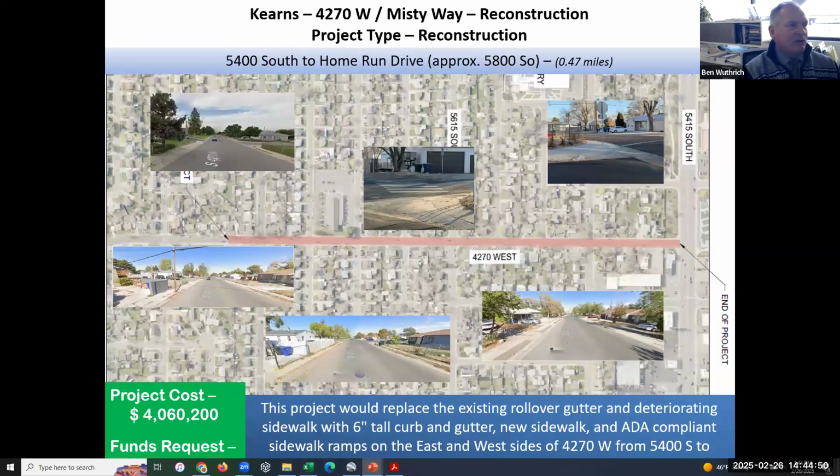The next project is a request from Kearns on 4270 West and Misty Way. This is a reconstruction project between 5400 South and Home Run Drive, just under 1/2 a mile in length. Estimated project cost is a little more than $4 million, with the funds being requested at 3.7 plus million.